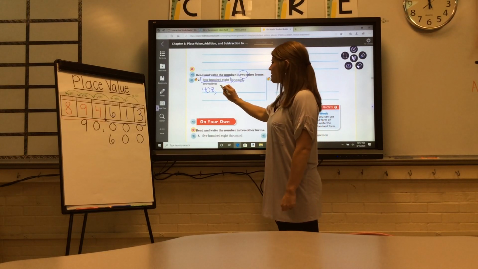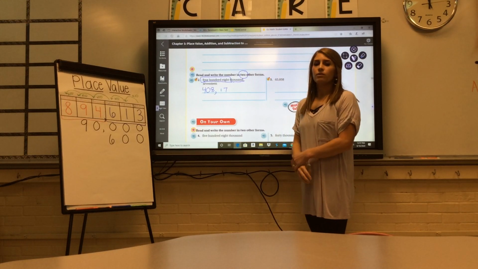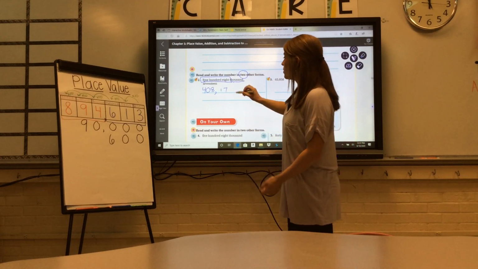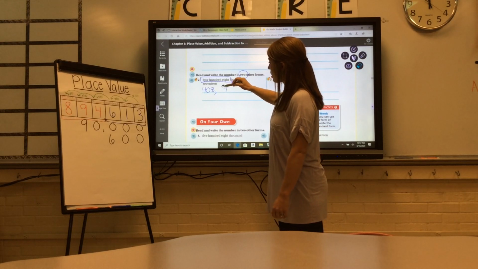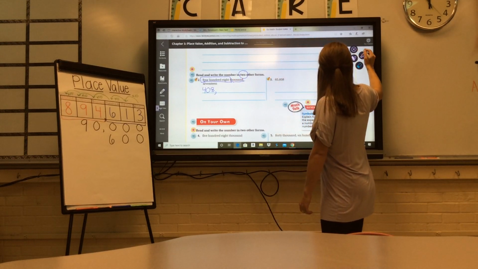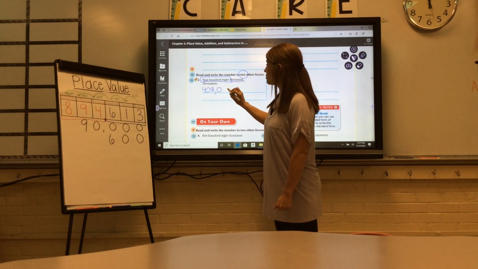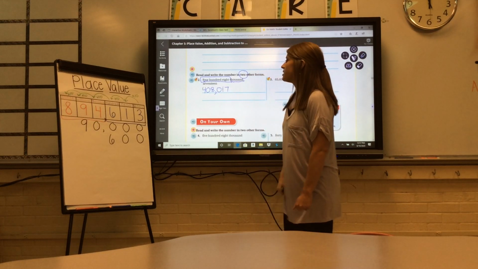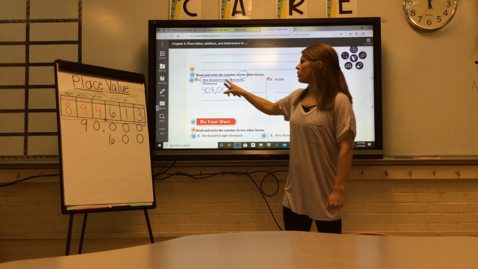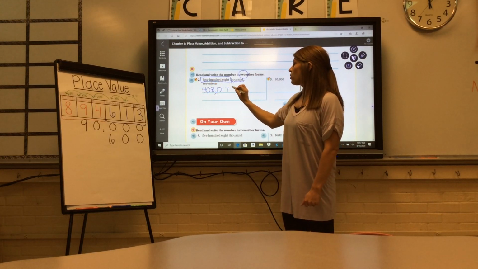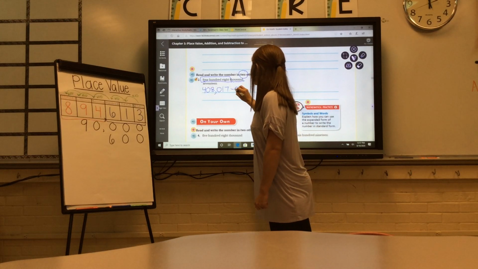All right, so would I write 17 like this, or am I missing something? Right, I'm missing something. Because I don't have anything in my hundreds place, I'm going to put a 0 there and then the 17. 408,017. What form is this in right there? What form did I just write that in? Good. That's standard form. Very good.